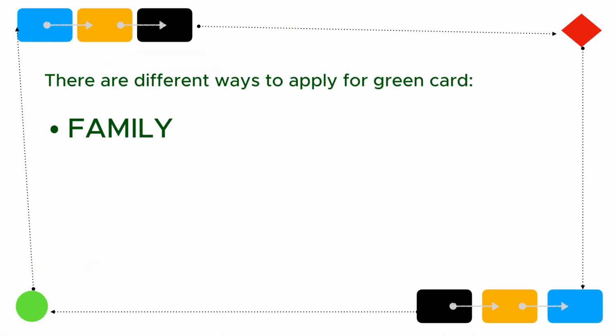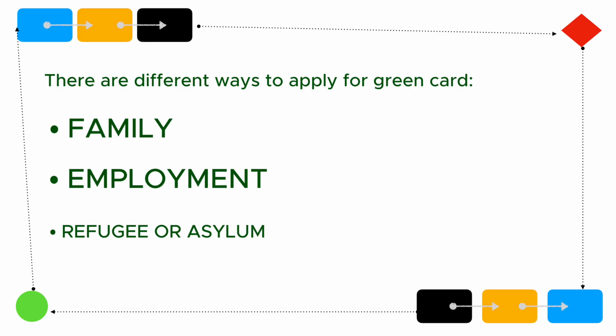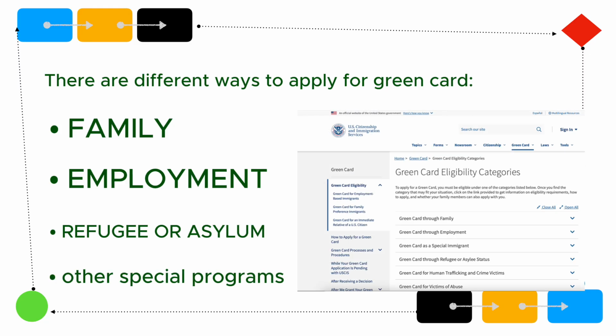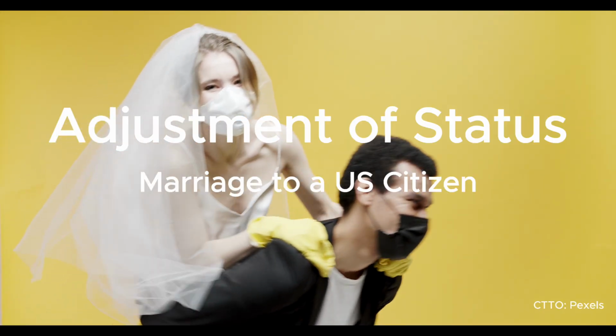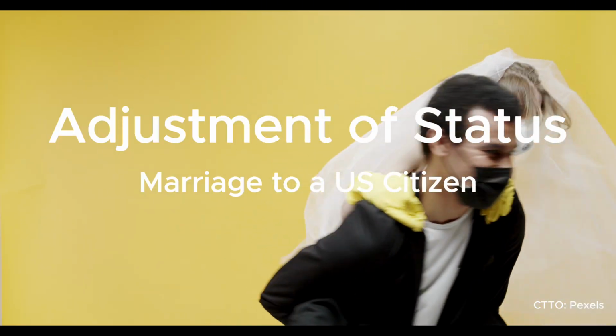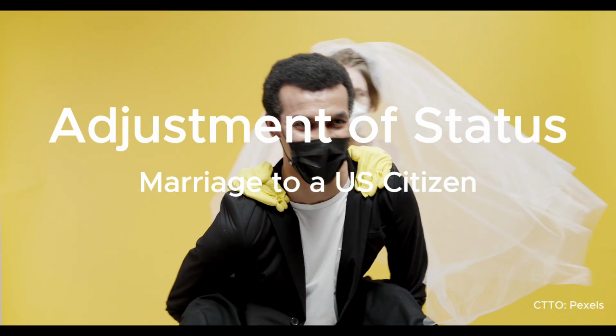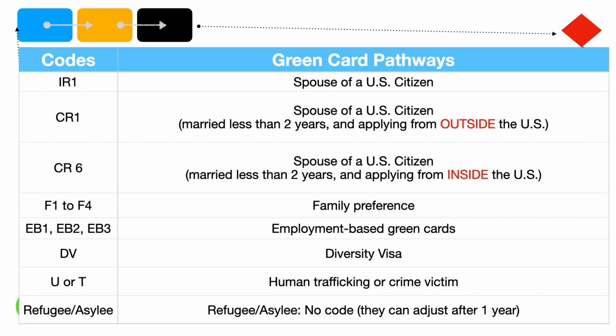There are different ways to apply for a green card: through family, employment, refugee or asylum status, and other special programs. In my case, it was through adjustment of status based on marriage to a US citizen. It's also good to know that for each of these green card pathways, there are immigrant visa categories, usually labeled using codes. These codes help USCIS identify what type of green card you're applying for and how you're eligible. You won't always need to write these codes yourself. They're mostly used by USCIS, but it helps to recognize them when reading your notice or checking processing times.